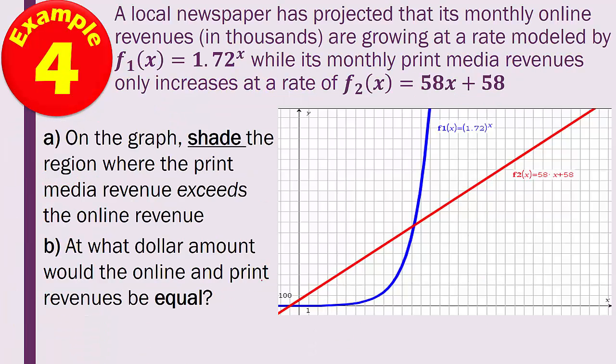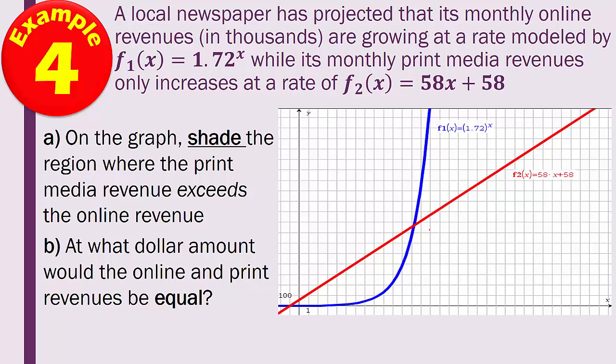A local newspaper has projected that its monthly online revenues in thousands are growing at a rate modeled by f sub 1 of x equals 1.72 to the x power, while its monthly print media revenues only increase at a rate of f sub 2 of x equals 58x plus 58.